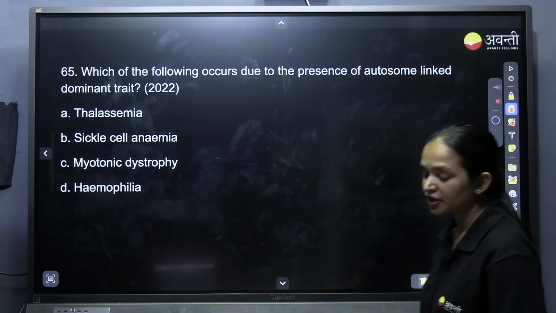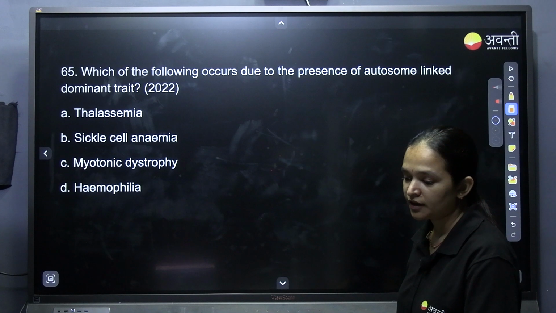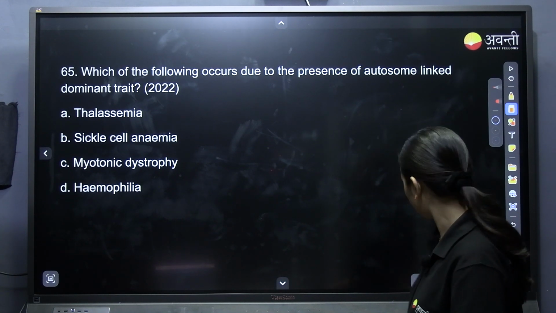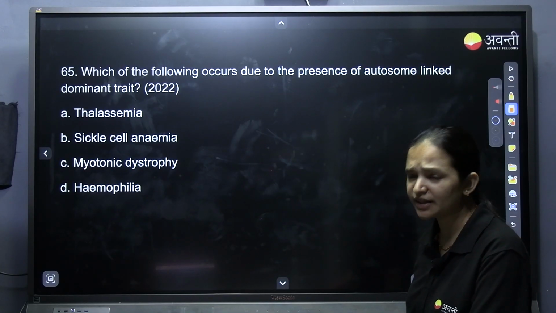Principle of inheritance and variation, you can see lots of questions coming from previous years. We have around 83 slides. Understanding? So many previous year questions. This is a very, very important chapter.